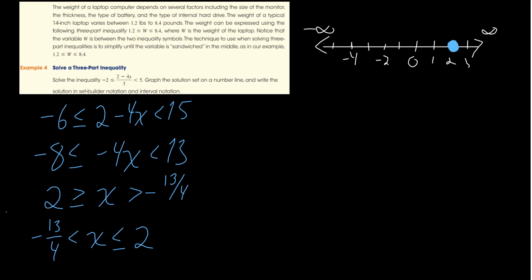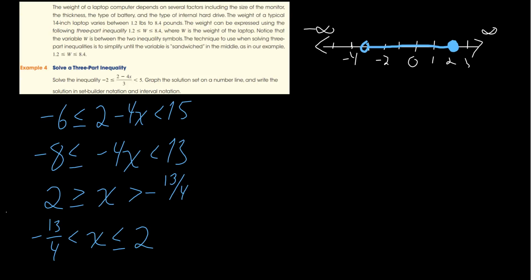All right, so negative 13 over 4. So negative 13 fourths is essentially what? -3 1/4, pretty much, right? So -3 1/4 would be about right here-ish. So if I drew this on a number line, it would look something like that. All right, so that takes care of that. Next we're going to put interval notation underneath it.